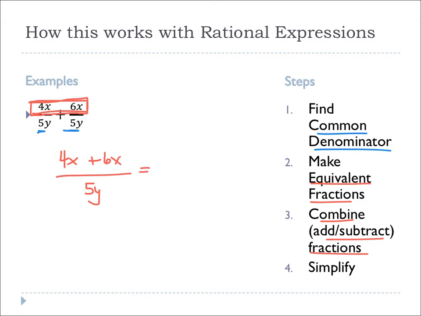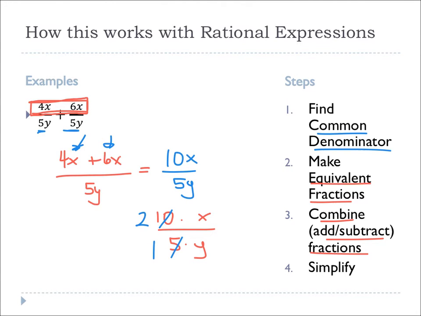And then if I have like terms, which I do, 4x and 6x are like terms, and so that gives me 10x over 5y. Now, based on what I know about simplifying rational expressions, I can go ahead and do this. I have 10 times x over 5 times y. 10 and 5 will reduce to 2 and 1, and so that gives me a final simplified fraction of 2x over y.